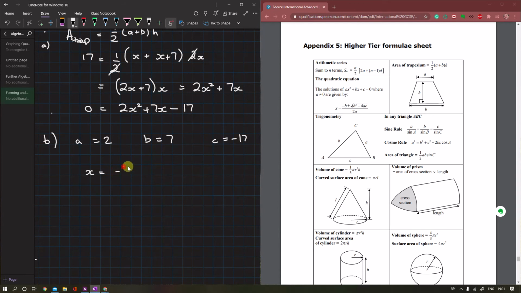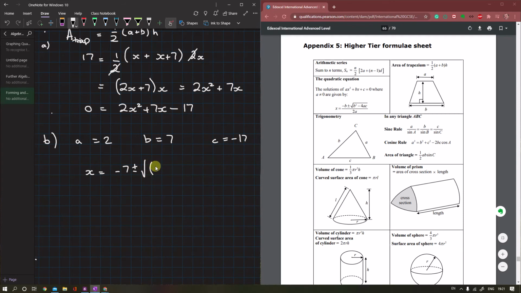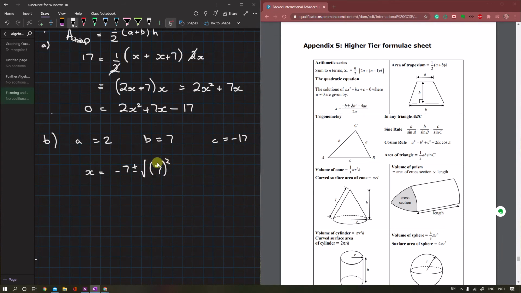So if I put in minus 7 plus or minus the square root of b squared, now I would always put this number in brackets. I've had a few of you talking to me before about not getting the quadratic formula to work, and it's often because when there's a minus for the b and they square it, the calculator makes a mistake. So that's why I put the brackets on there. Times 2 times minus 17. Divide that all by 2a. So it's 2 by 2. That's enough to get some of the marks.